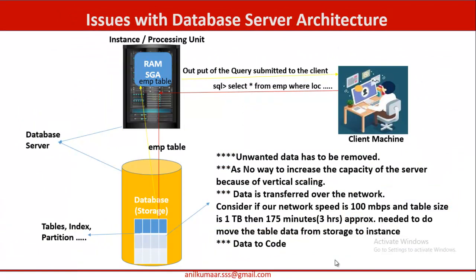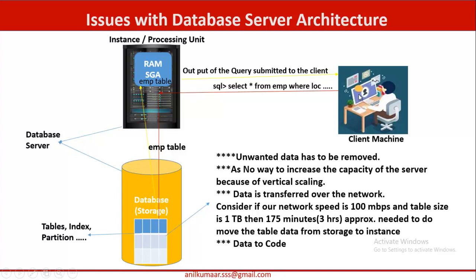This is a common database server architecture. For example, you're trying to process some query, and you have employee data in your database. You're running a SQL query like select star from employee where location is equal to Bangalore and salary is more than 10,000. Whenever you run this query, what happens? Basically your database server has two components: one is a processing unit and one is a database server.